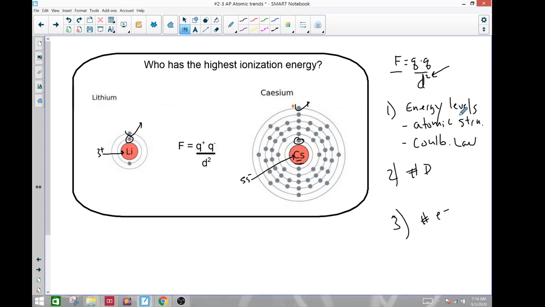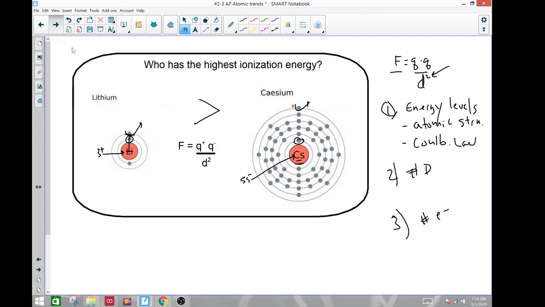So energy levels is what we're looking at here. Which one's easier to remove? Which one has the highest ionization energy? Lithium has a higher ionization energy. Why? The electron is closer, and that distance has not a linear effect here. It's disproportionately closer, so it's a disproportionately larger amount of energy to remove. So really, the distance plays a dramatic effect in this role here.